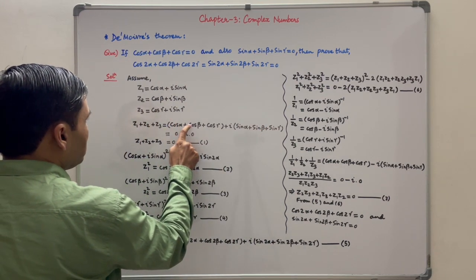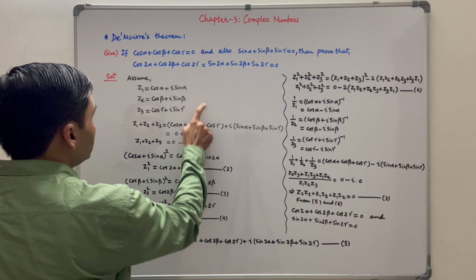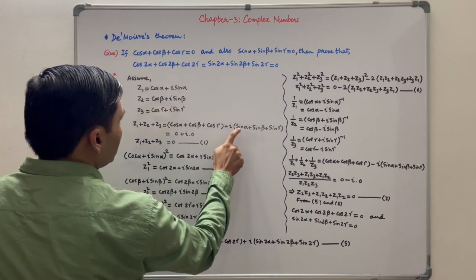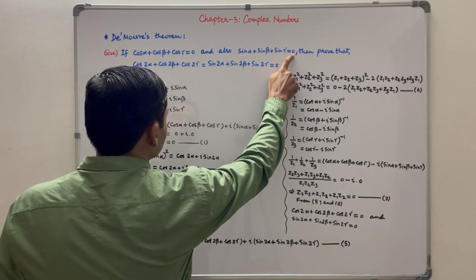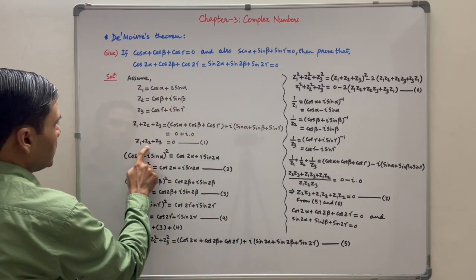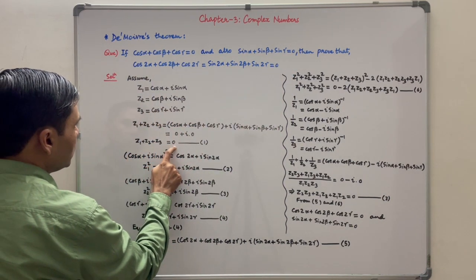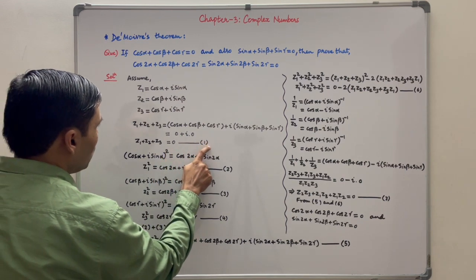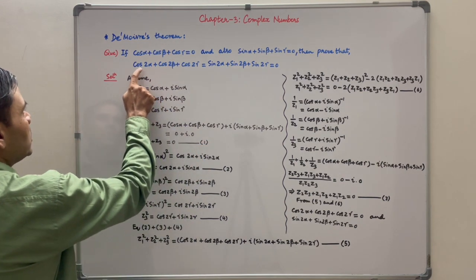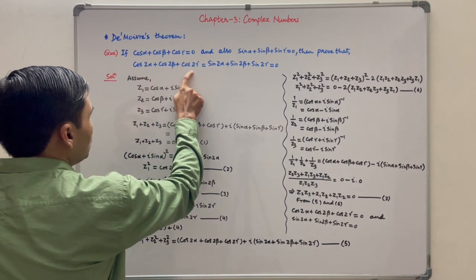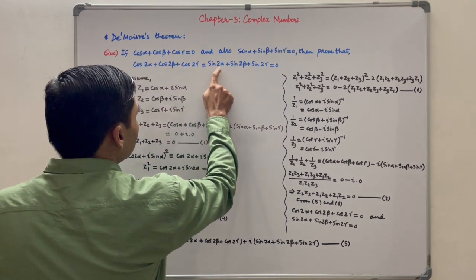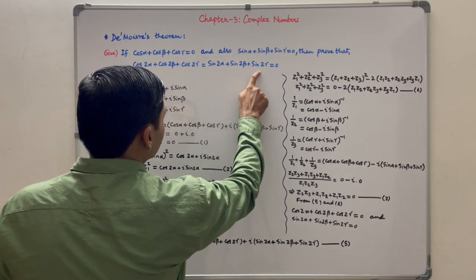Value of cos alpha plus cos beta plus cos gamma is equal to 0, and value of sin alpha plus sin beta plus sin gamma is equal to 0. So Z1 plus Z2 plus Z3 is equal to 0. This is equation number 1. We have to find out the value of cos 2 alpha plus cos 2 beta plus cos 2 gamma and sin 2 alpha plus sin 2 beta plus sin 2 gamma.